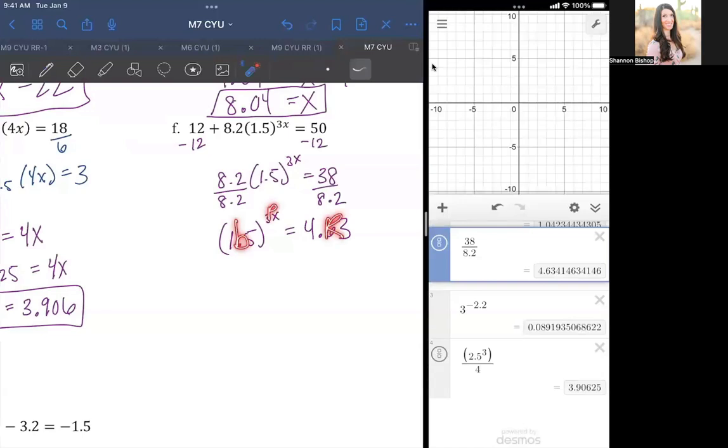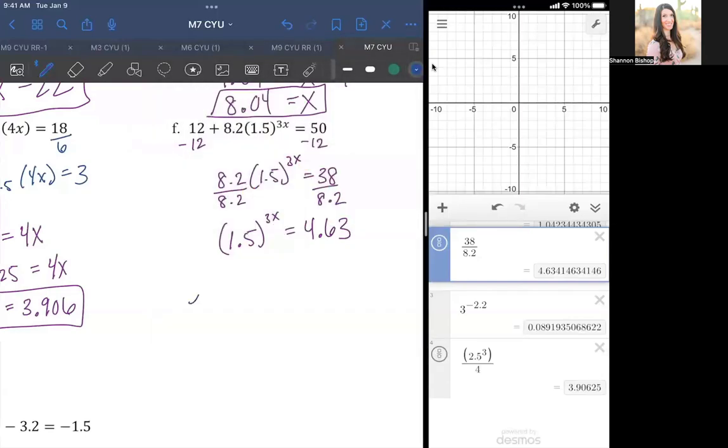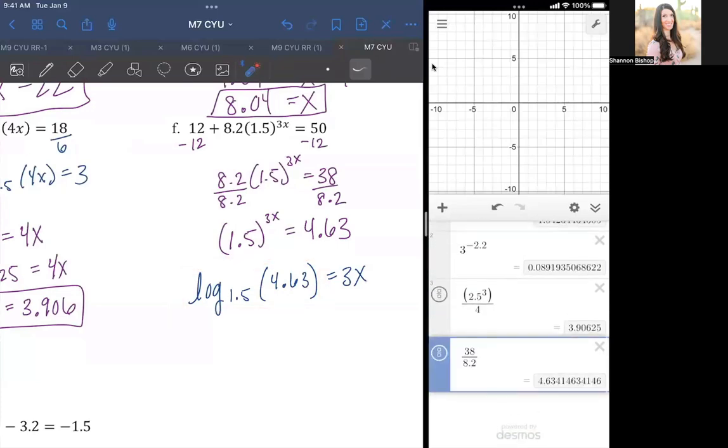And so now you're ready to write it in its inverse form, which, the inverse of an exponential statement is a logarithm statement. So log, the base is 1.5. The result you're trying to achieve is 4.63, and the exponent is 3x. Now, this whole expression is just computable in Desmos. So let's go figure that out.